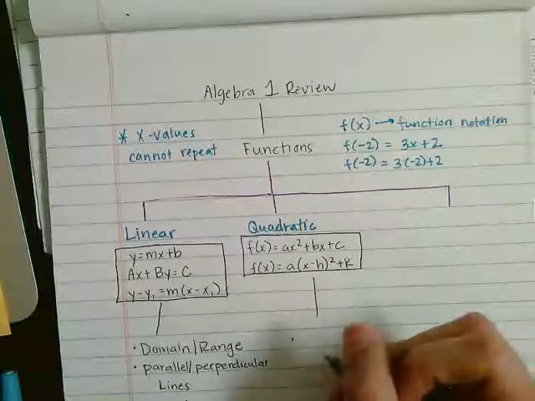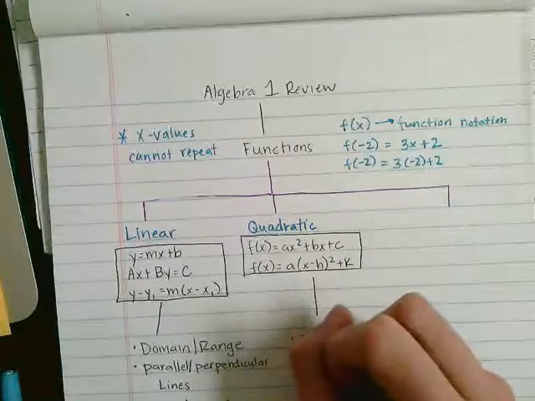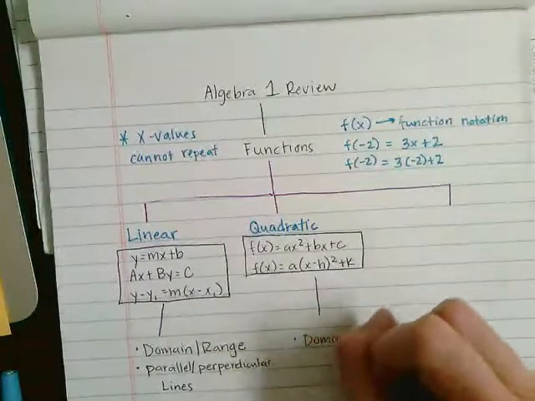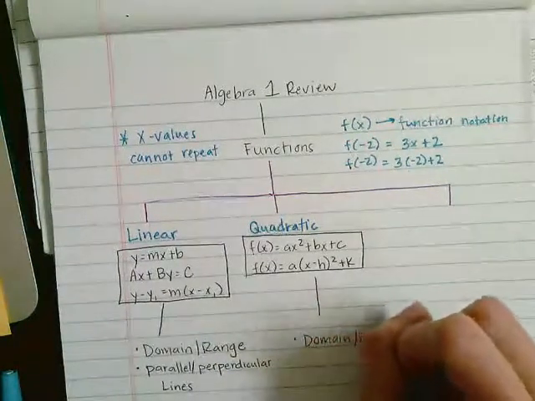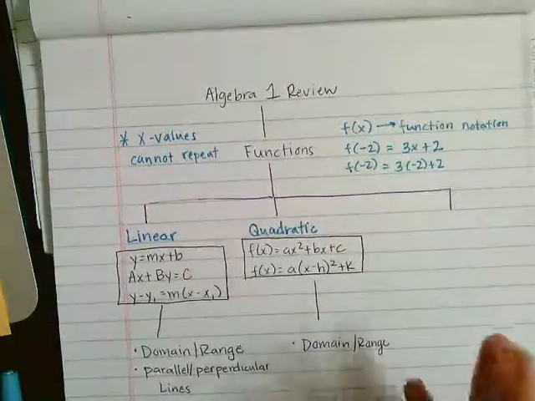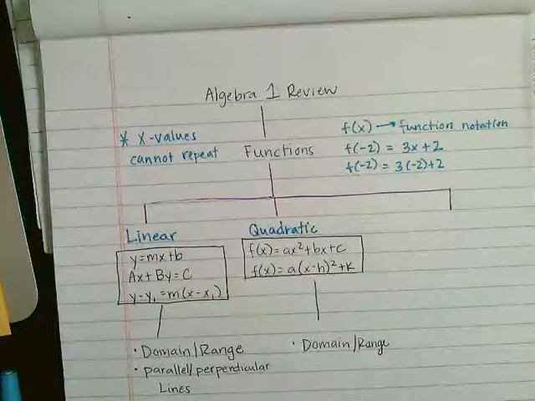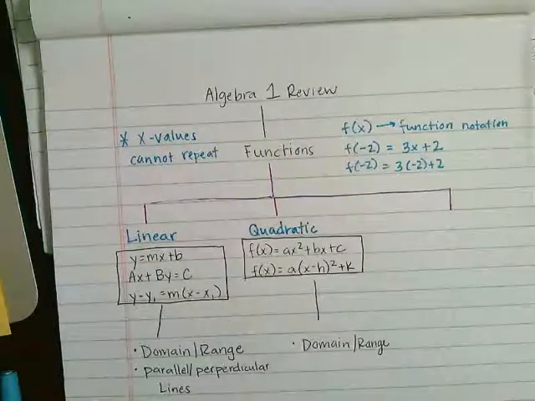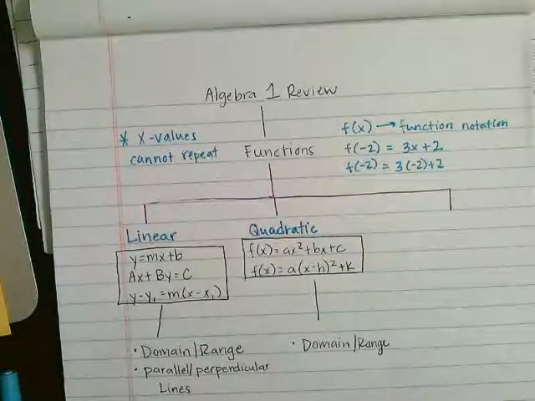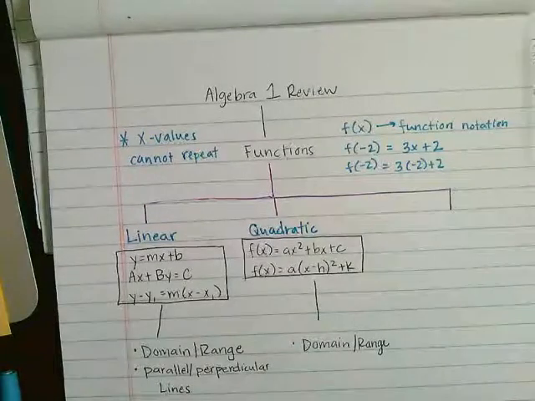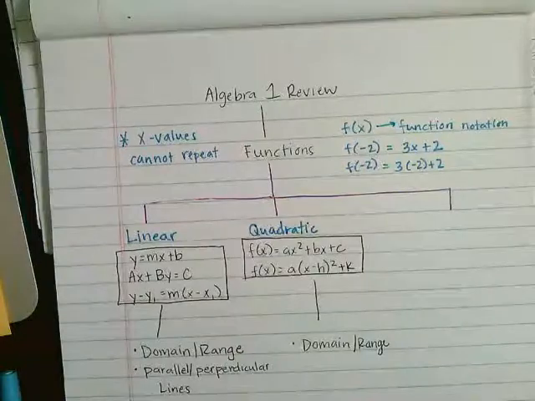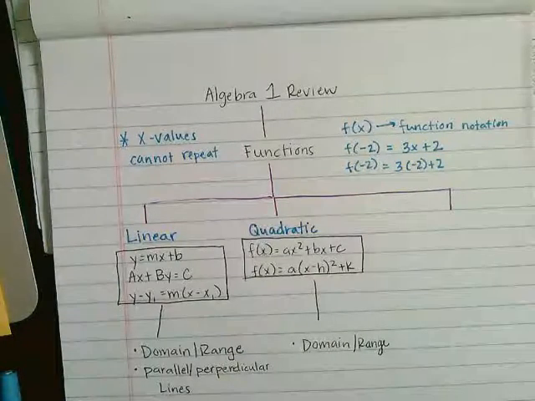Within quadratics, you are also required to know domain and range, which we've discovered that in domain and range, for every quadratic that doesn't have any set boundaries, the domain will be all real numbers, or negative infinity to positive infinity. Your range is your y values, and it's going to stop at your max or your min.